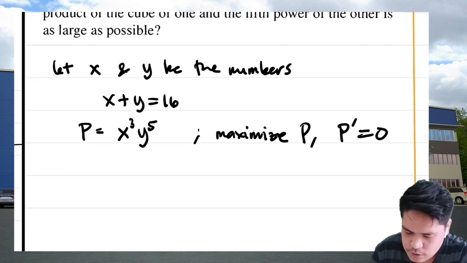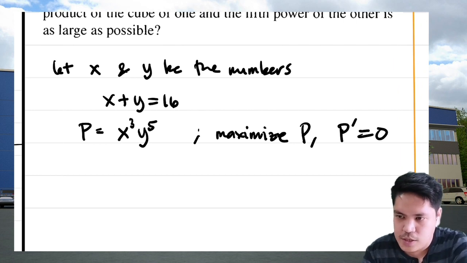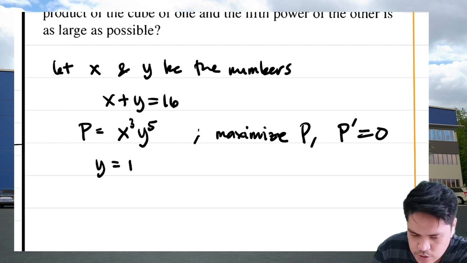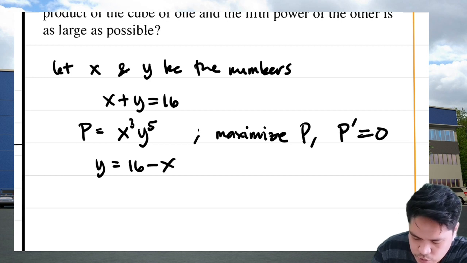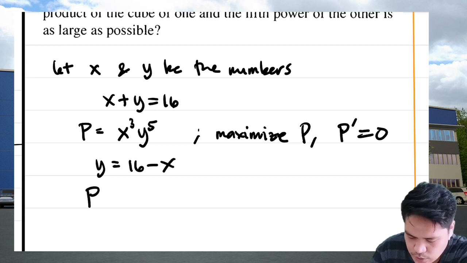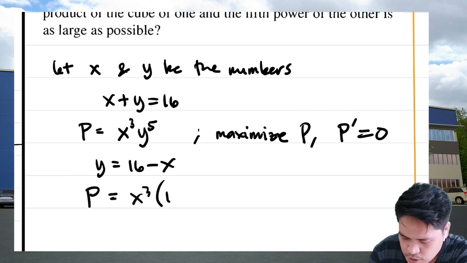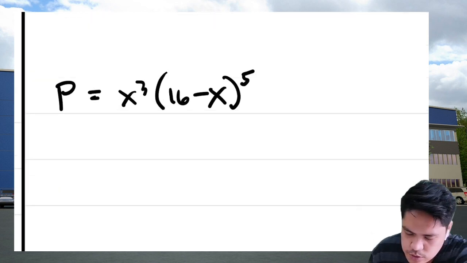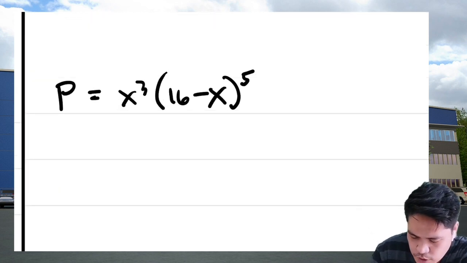So the first thing we need to do is to express one variable in terms of the other, so that only one variable is left. Since x plus y is equal to 16, therefore y is equal to 16 minus x. So we could rewrite the product as x cubed times 16 minus x raised to 5. Then this is what we maximize. To maximize this, we just need to get the derivative and equate it to 0.